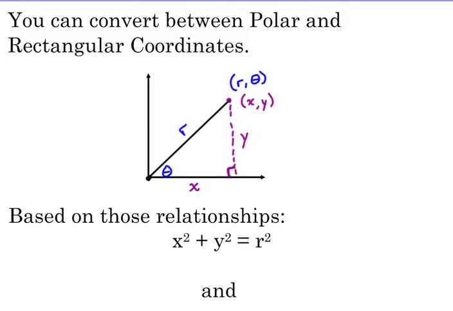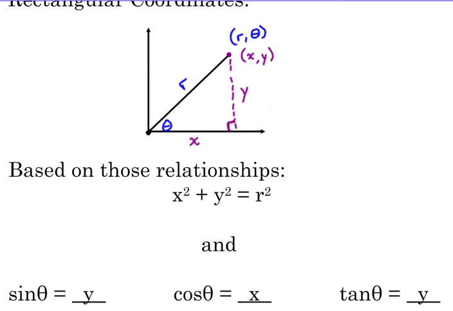So we've created a right triangle. Anytime you have a right triangle, you can, of course, apply the Pythagorean theorem. So x and y are your legs, so x squared plus y squared is equal to the hypotenuse squared. Hypotenuse is obviously r in this case.